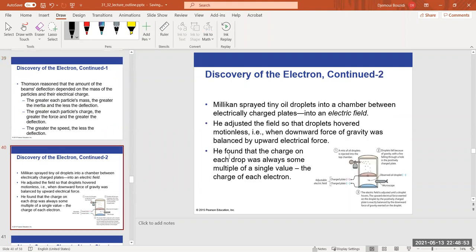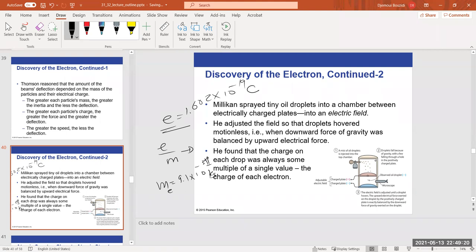Now, this experiment of Millikan was able to give me the charge. So we found all the charges are multiples of this number, 1.602 times 10 to the negative 19 coulombs. So we know the charge of the electron. We know the ratio of e over m. From here, we were able to find the mass of the electron. The electron was the first particle to be found, actually, all of its properties, okay?